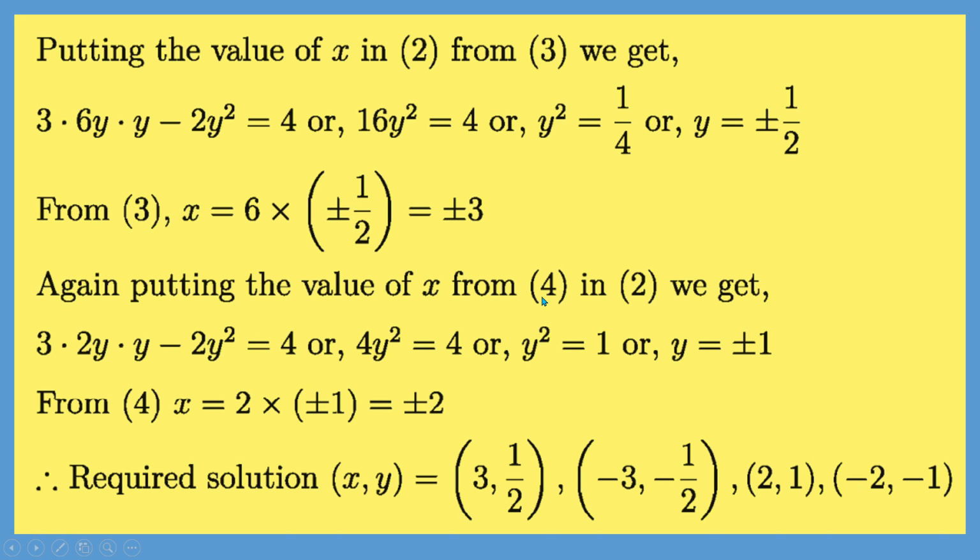Again putting the value of x from equation 4, we get 3 into 2y into y minus 2y square, because here was 3xy. Okay, here 3xy. So x is equal to 2y, so here will be only 2y. So 3 into 2y into y minus 2y square equals 4. Or 4y square equals 4. Or y square equals 1. Therefore y equals plus minus 1.